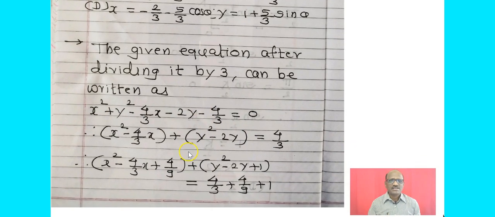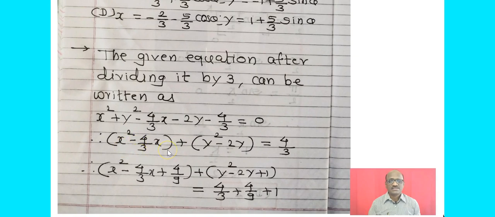Now again this can be written as x square minus 4 by 3 x plus y square minus 2y is equal to 4 by 3. Now to make this a perfect square, the middle term is 4 by 3 x. Then what will be the second term? That is 4 by 3 divided by 2, then you will get 2 by 3. Then add here the square of 2 by 3, which is 4 by 9. Now this will become a perfect square, and it is the square of x minus 2 by 3 bracket square.